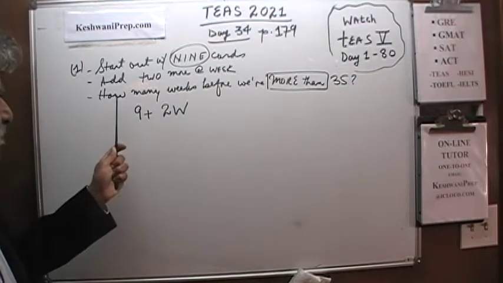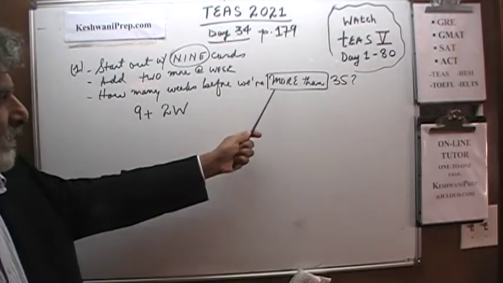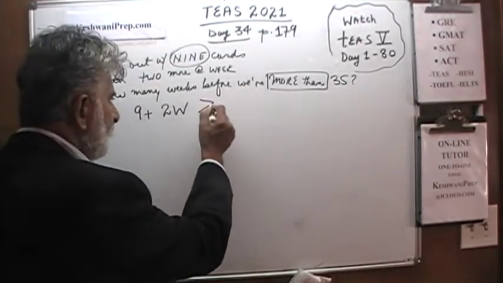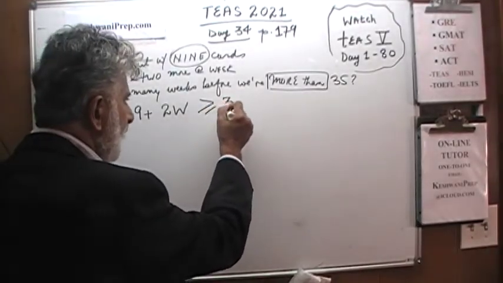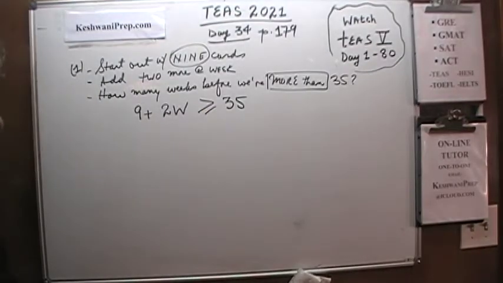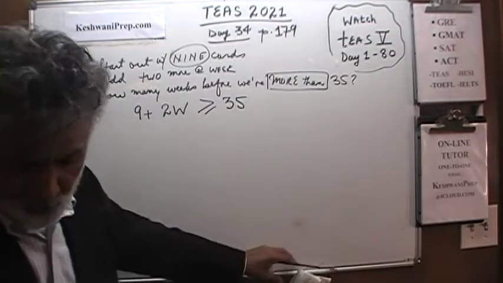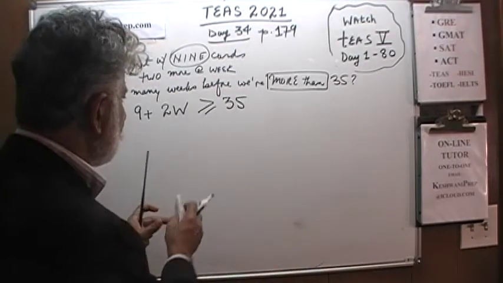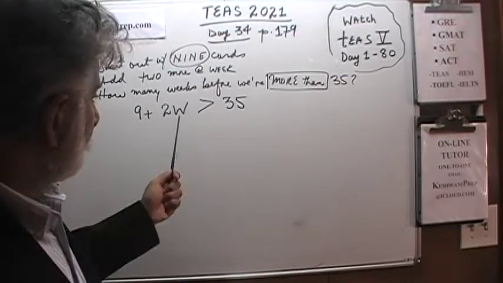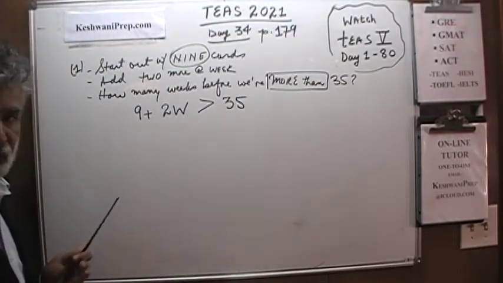And this quantity, it says how many weeks before we have more than 35 cards. How many weeks have to go by before this quantity is more than 35. Oh, it doesn't say more than or equal to. It simply says more than 35. So equality is wrong. It just says more than. That's what it is. Now we just have to solve for W.